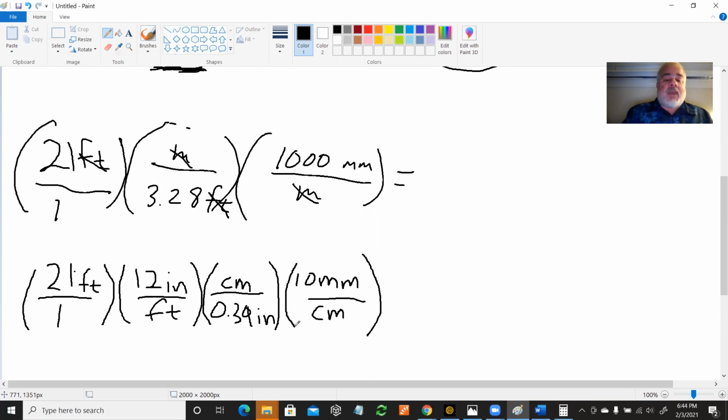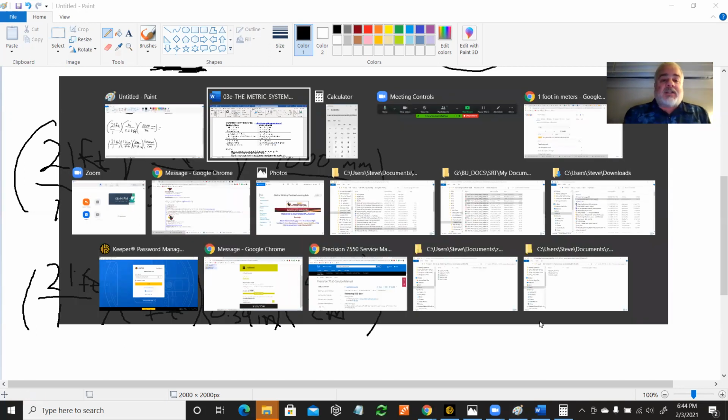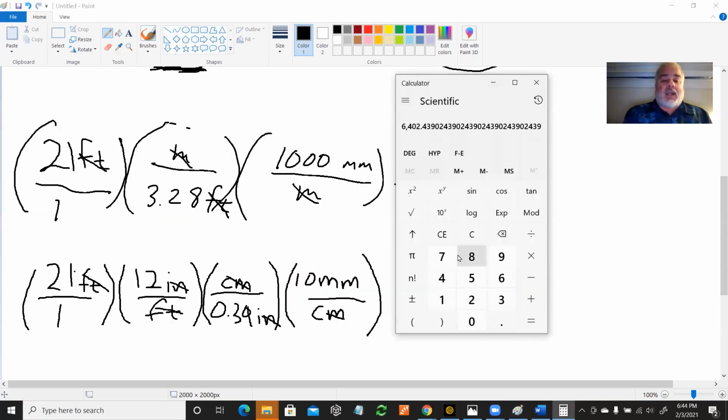Now, am I worried about math yet? No, this is not math. This is an organizational problem. I'm paying attention. My feet cancel, my inches cancel, my centimeters cancel, and I'm left with millimeters. Everything in the top gets multiplied. Everything in the bottom, a denominator, gets divided. And as long as I organize it correctly, it's just plug it in, and it doesn't even matter the order that I plug it in.